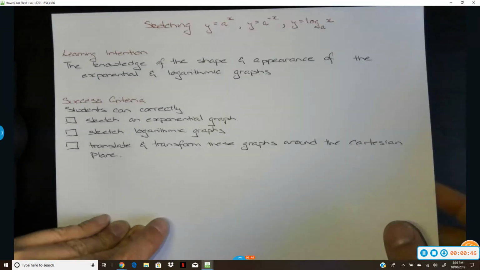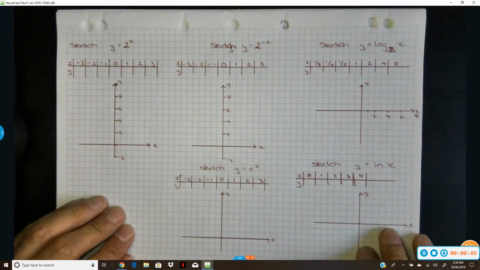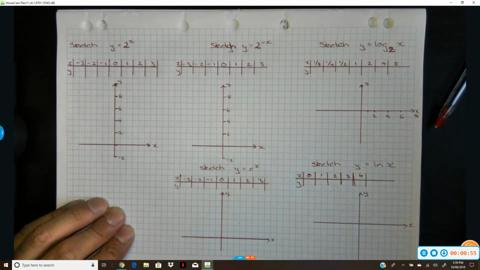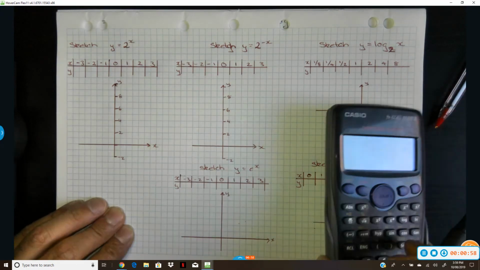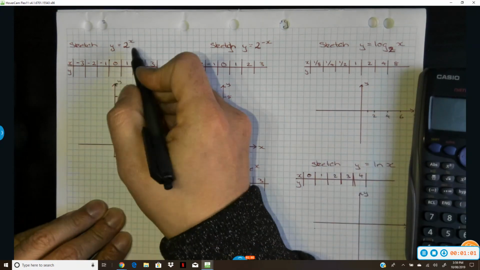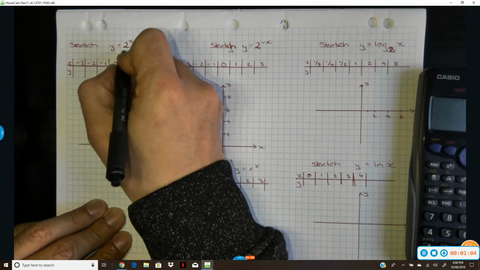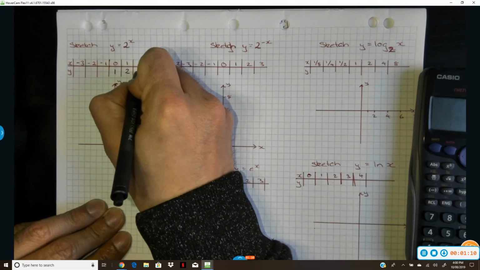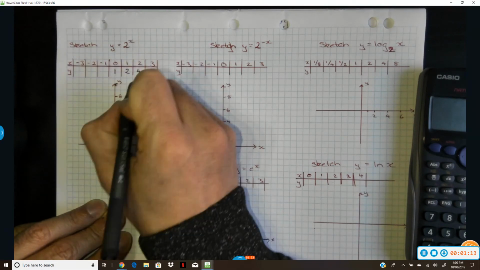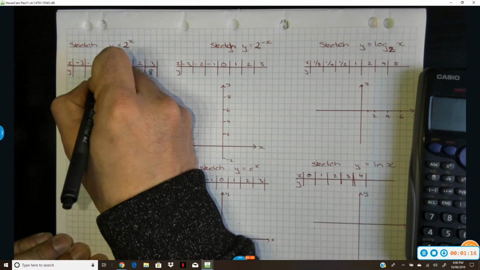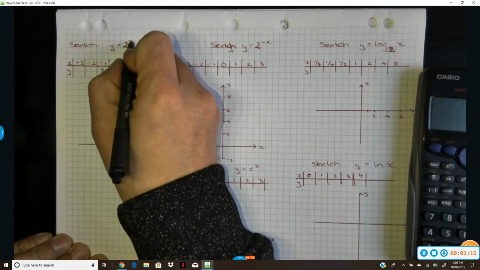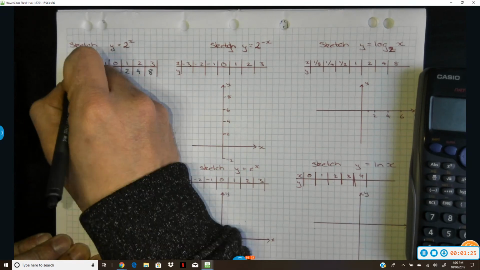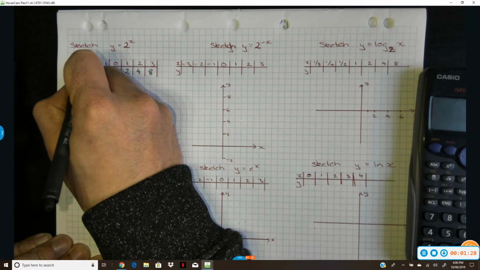So let us start. Alright, we're going to start with sketching y equals 2 to the power of x. I'll do this with black. So I'm going to start with 0, so this is 2 to the power of 0, well, anything to the power of 0 is just 1, 2 to the power of 1 is 2, 2 to the power of 2 is 4, and 2 to the power of 3 is 8. 2 to the power of negative 1 is a half, 2 to the power of negative 2 is 1 over 2 to the power of 2, which is a quarter, and then 2 to the power of negative 3 is going to be 1/8.